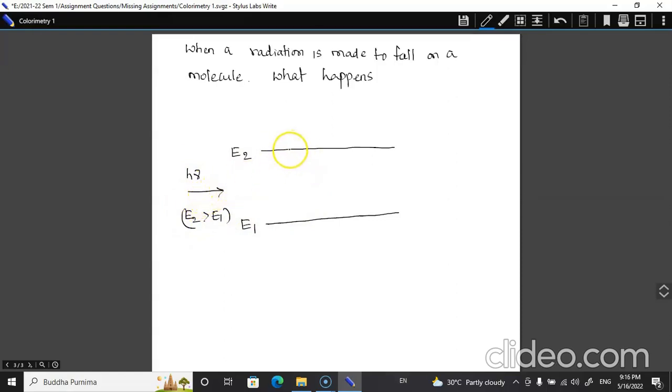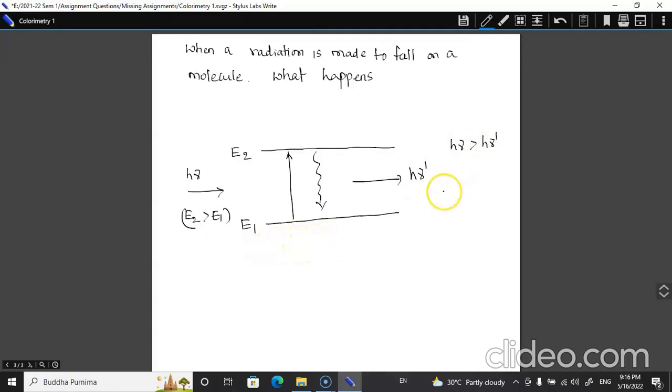What happens? The molecules present in the lower energy state, E1, will absorb the energy and go to the higher energy state. Do they stay there? No, they don't. They come back to the original ground state and emit the energy in the form of h nu prime. Remember, h nu is always greater than h nu prime.